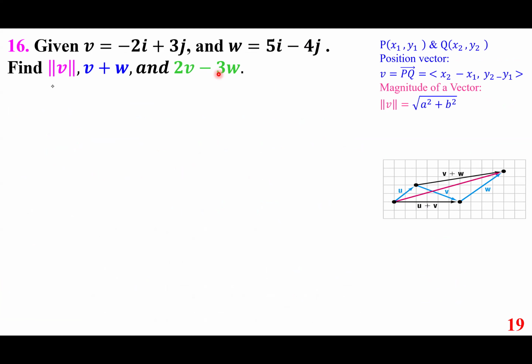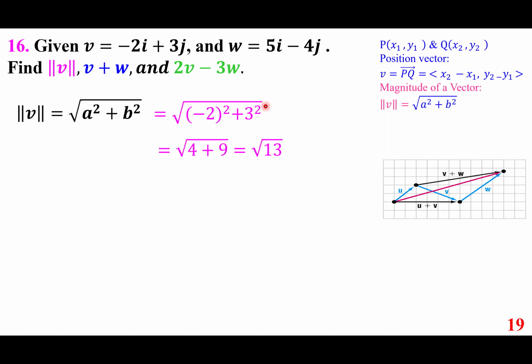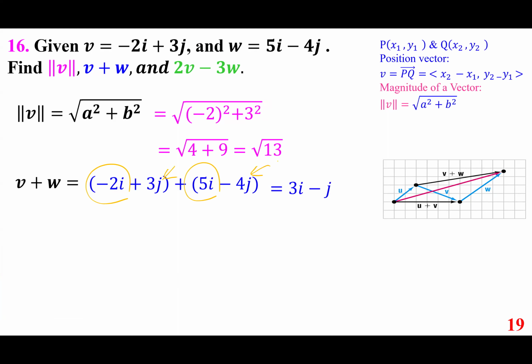All right, v and w are given. We want to find the magnitude of v first. So we're going to follow the square root of a squared plus b squared. A is negative 2, b is 3. So this gives us 4, this gives us 9, and we get the square root of 13. v plus w means add the two: negative 2i and 5i is 3i, 3j and negative 4j is negative j.